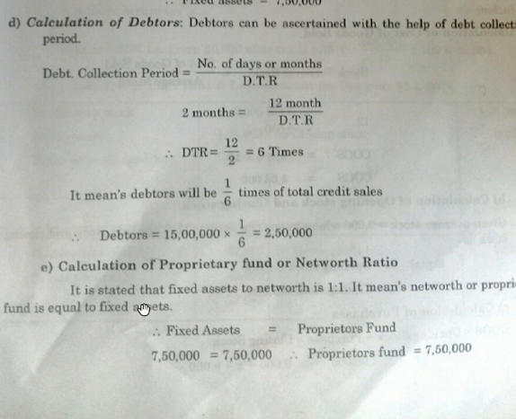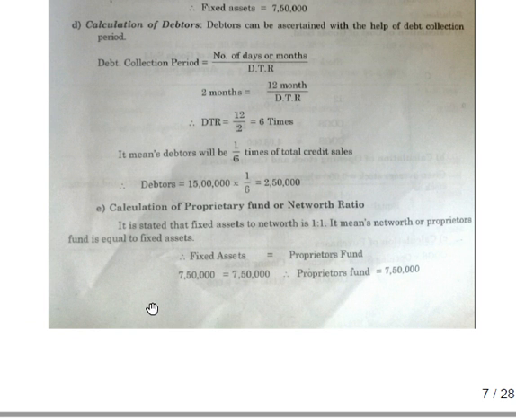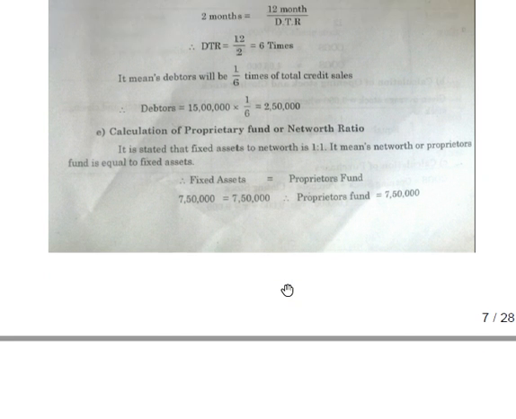Which is equal to 2,50,000. Now calculation of proprietary fund or net worth. It is stated that the fixed assets to net worth is 1:1. It means the net worth or proprietary fund is equal to fixed assets. Since fixed assets we know is 7,50,000, the proprietary fund also needs to be 7,50,000.